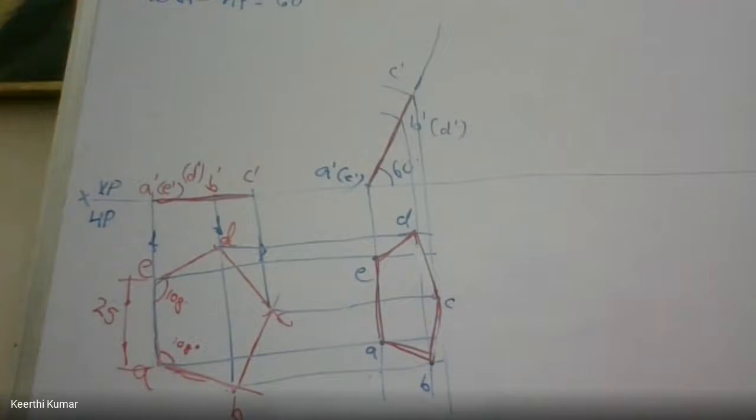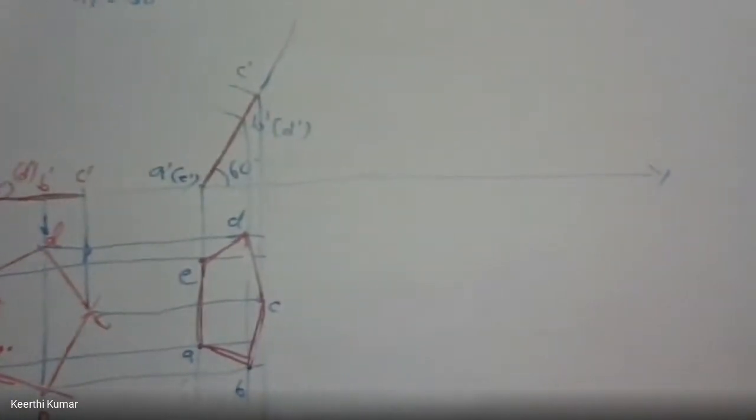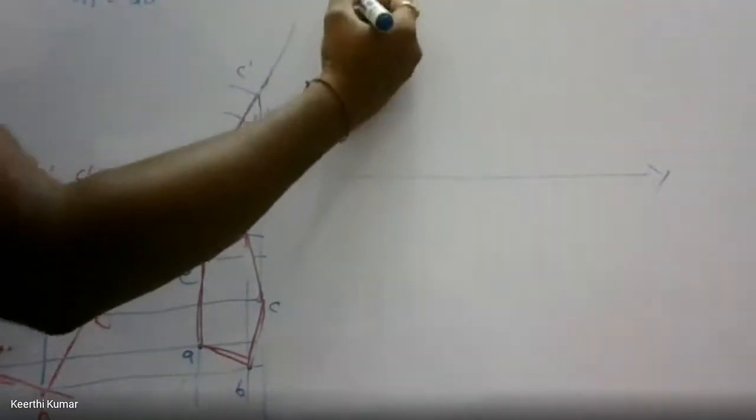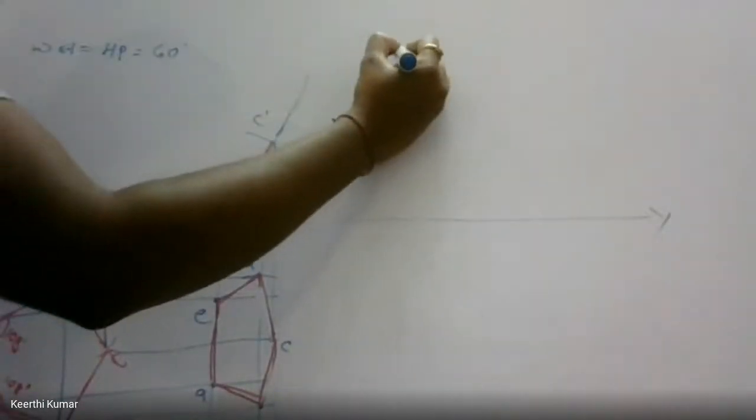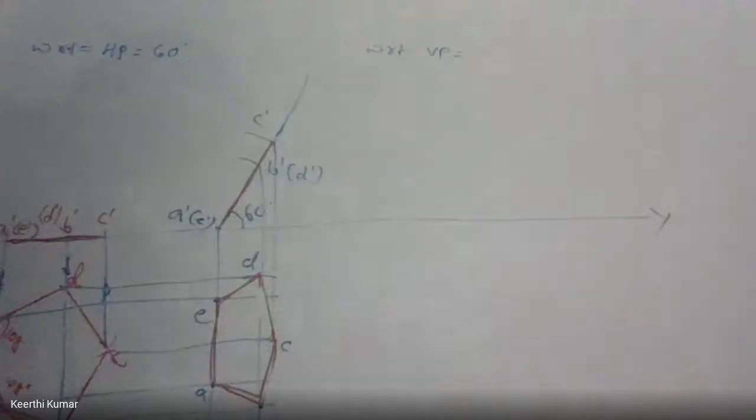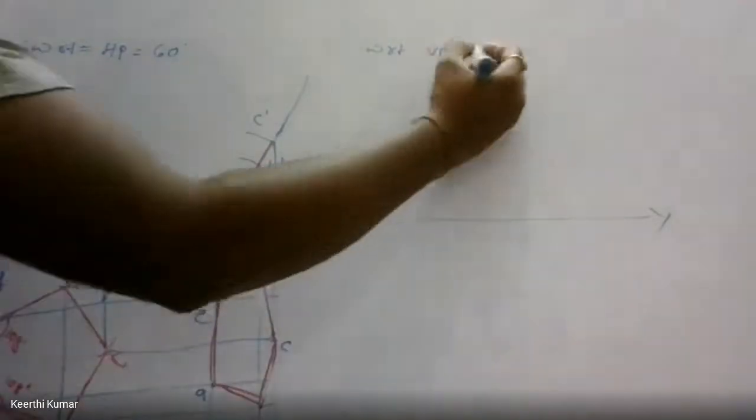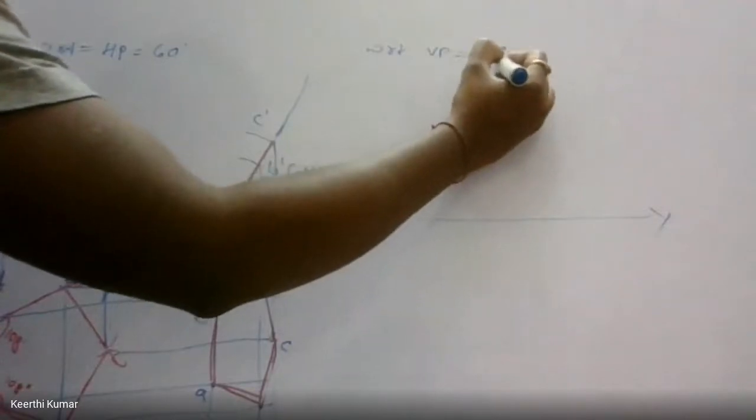Okay. He has messaged stating that it is done. I hope everybody has done till the second position, top view. I'll go with the third position now. What is the third position condition given? He has given third position with respect to VP, no? With respect to VP, the angle given is 45 degree.